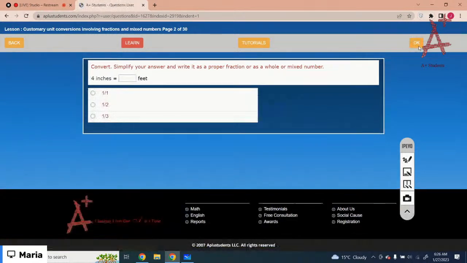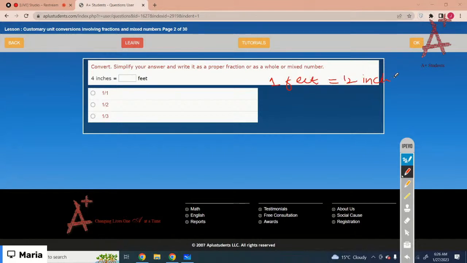Okay, the next one is 4 inches equal how many feet? So you have to do the same thing. We know that 1 foot equals 12 inches. So you have to divide 4 over 12. Got it? Just divide them by the common factor, which is 4. So 4 times 1 is 4 and 4 times 3 is 12. So the correct option is 1 over 3. Got it?